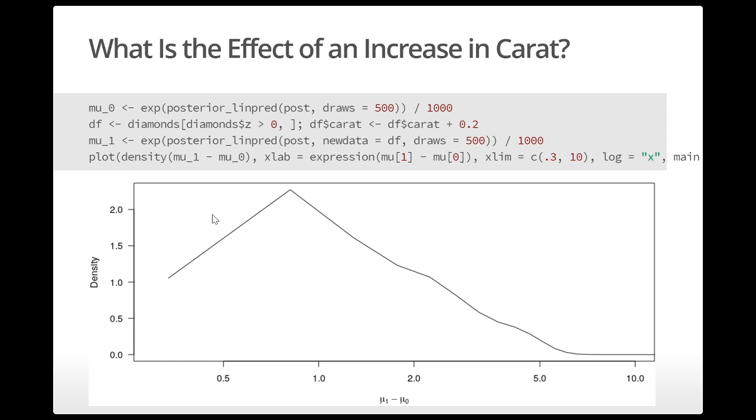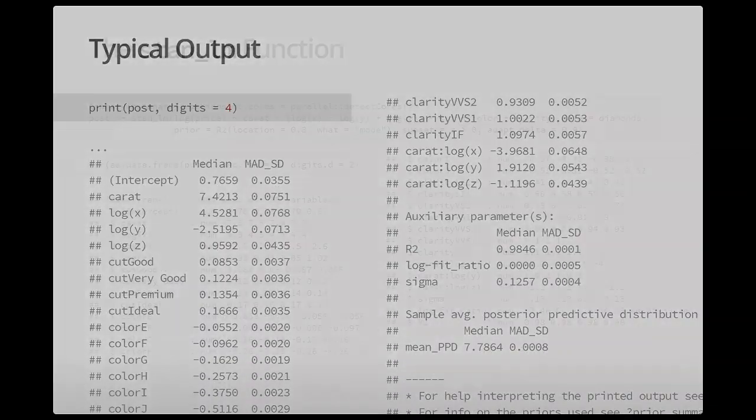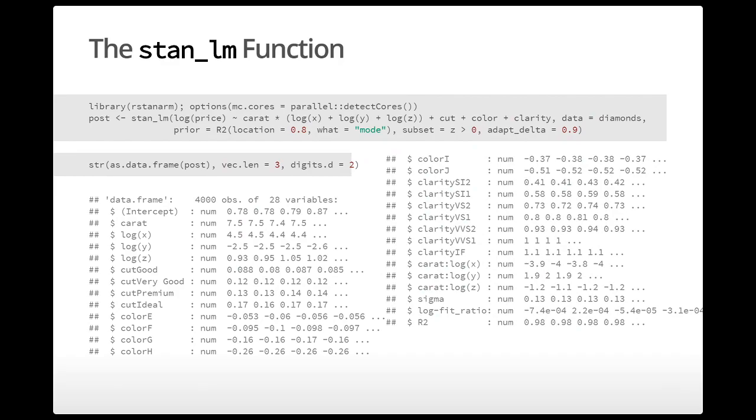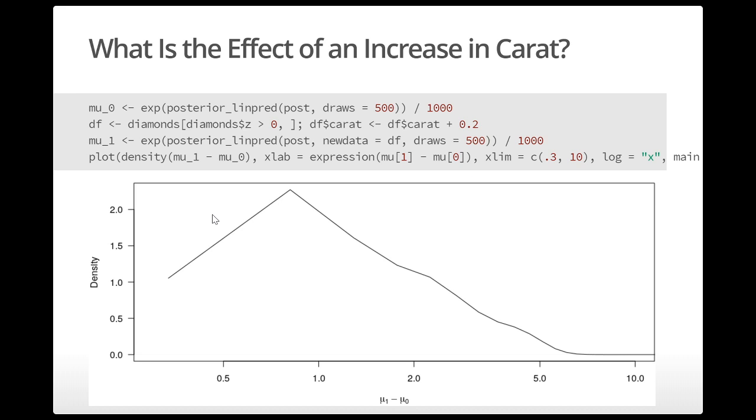What are the arguments in the posterior_linpred function? Basically the thing produced by stan_lm, which I called post, which is going to have 4,000 draws to it. That takes a little bit of time to deal with. So I said only use a 500 random subset of the draws in order to make this aggregated plot. There's a couple more, but those are the main two: the posterior object that you created and how many draws you want to take from it.